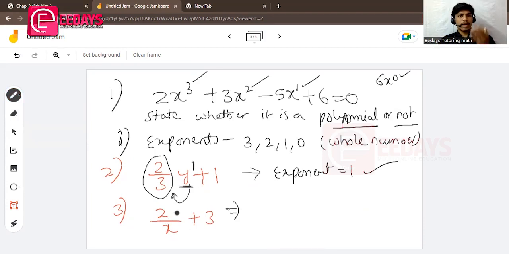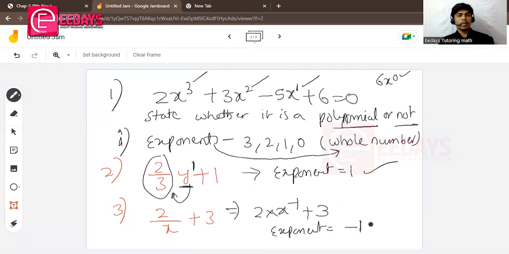So x is at the bottom, I mean the denominator. So we have to transfer it to the numerator, like 2 into x power minus 1, plus 3. I just transferred it to the numerator, it becomes x power minus 1. Now write the exponent, or else power. Here power is minus 1. What I told you: exponent is a whole number. Is minus 1 a whole number? No. So that's why the given equation is not a polynomial. I hope you understand how you check whether it is a polynomial or not.